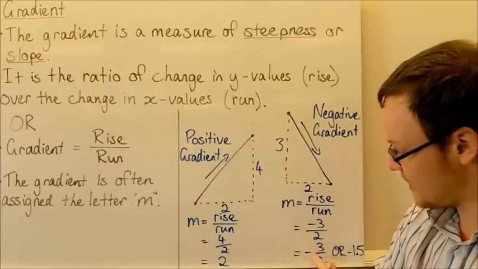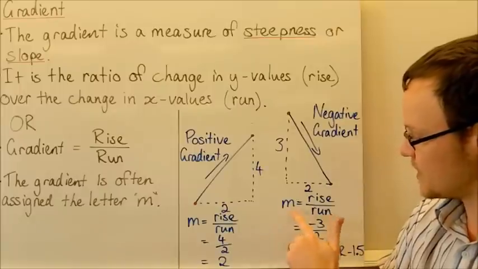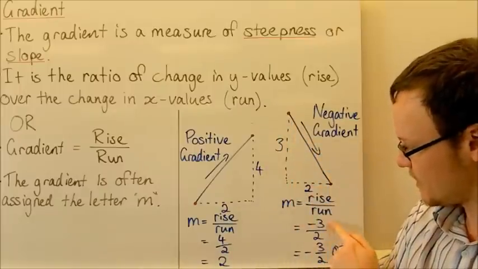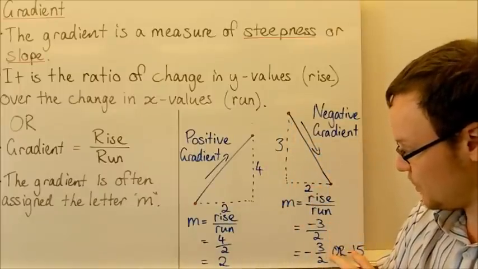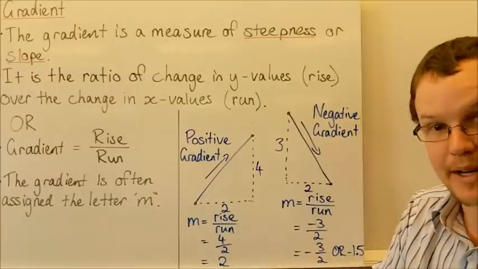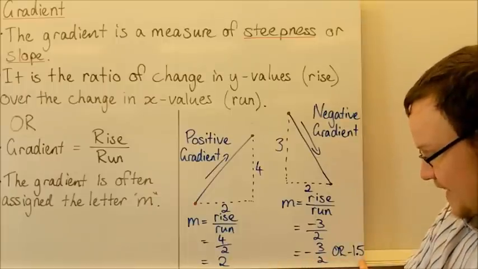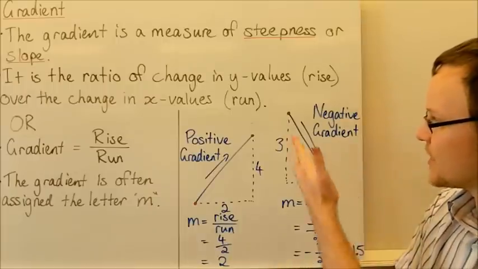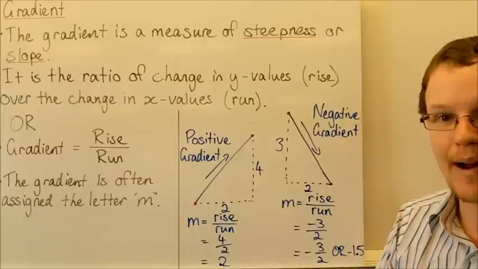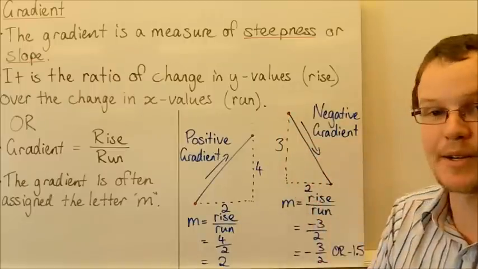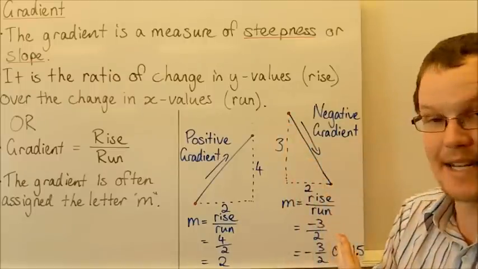So our gradient for this particular line is going to be -3 over 2, which is -3 halves, or -1.5. So that's going to be our gradient here. It's a negative gradient because it is reducing, it's sloping downward.